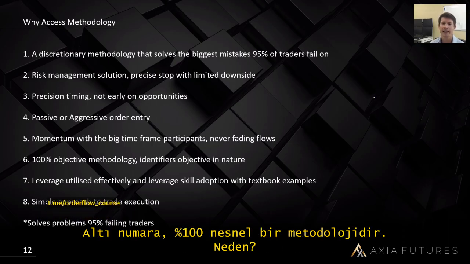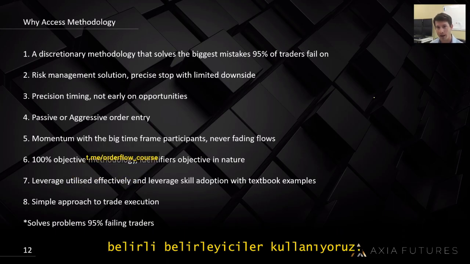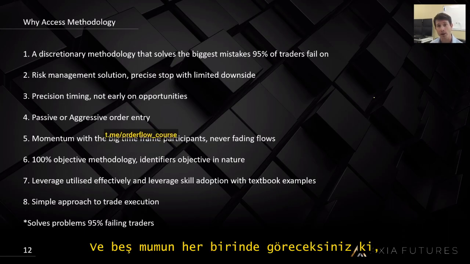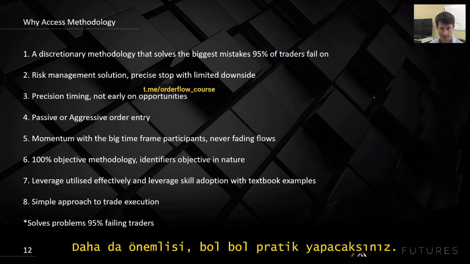Number 6, it's 100% objective methodology. Why? Because we use specific identifiers when outlining access methodology candles. You're going to see through each one of the 5 candles, I will highlight those identifiers that you need to see for it to be an access candle. More importantly, you're going to get a lot of practice.